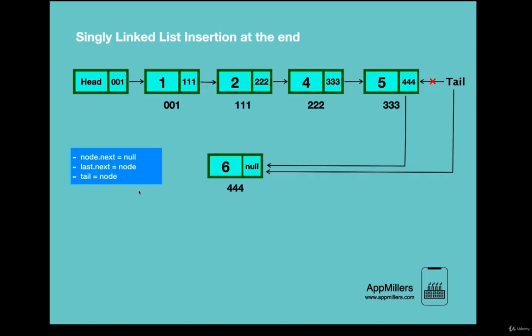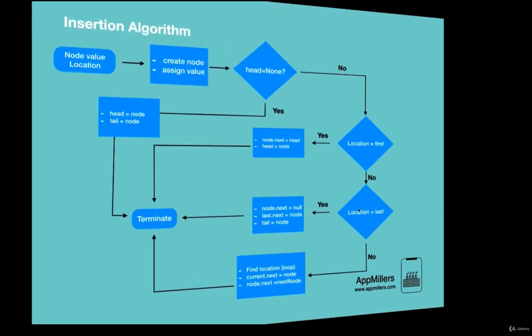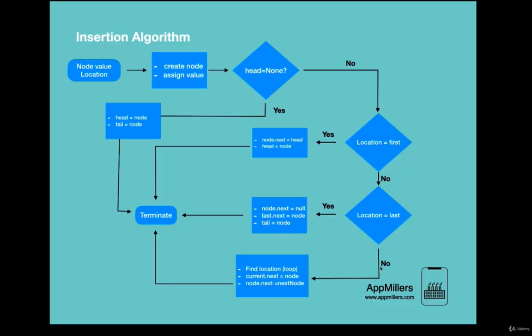Now let's continue to the next step in our algorithm. The next step is if the location is not equal to last, then we continue over here, which means that we need to add a newly created node in the middle of the single linked list. So here we need to find in which location we are going to insert a newly created node. To find it, we need to loop through all elements of the single linked list. Then after finding the current node, we will set the current node's reference to this newly created node and this newly created node's reference to the next node in the linked list. So let's see how this is working in a real life example.